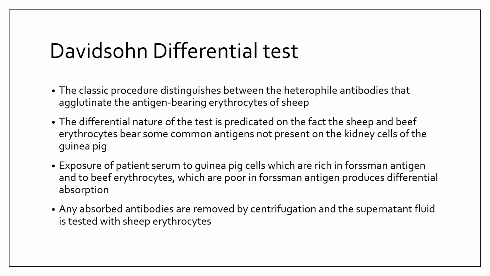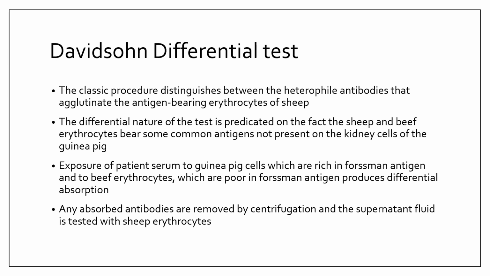The Davidsohn differential test tells us the type of heterophile antibody a patient has by removing the cross-reacting serum sickness antibody and Forssman antibody. In the Davidsohn differential test, we are looking at a procedure that distinguishes between the heterophile antibodies that agglutinate the antigen-bearing erythrocytes of sheep.